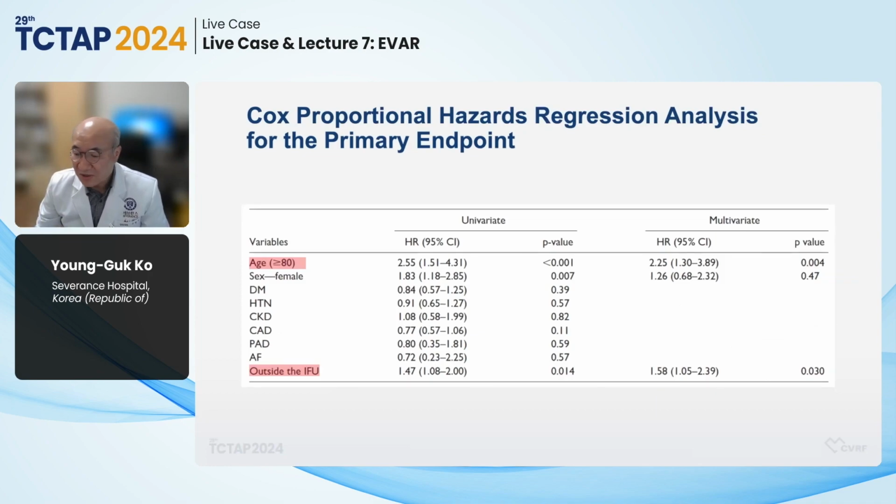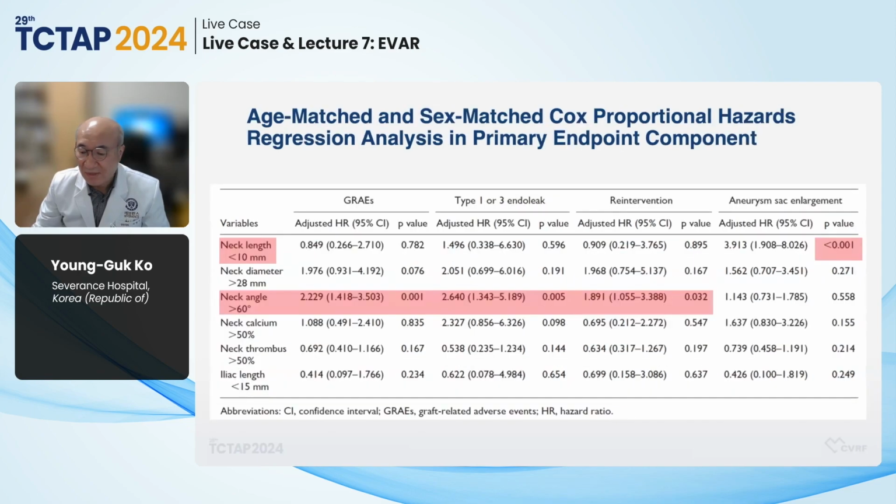In a Cox proportional hazard regression analysis, older age and outside IFU were identified as predictors of graft-related adverse events. Among various components of IFU criteria, neck angulation greater than 60 degrees was the significant predictor of graft-related adverse events, as well as type 1 or 3 endoleak and reintervention. Neck length shorter than 10 millimeters was the significant risk factor of sac enlargement.